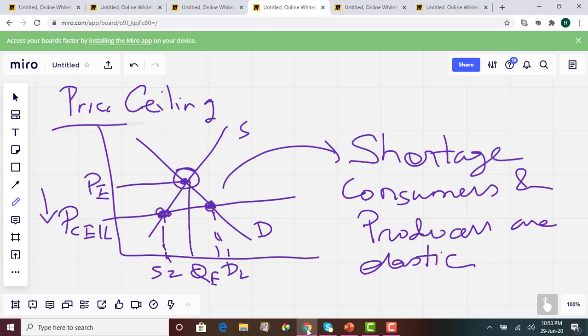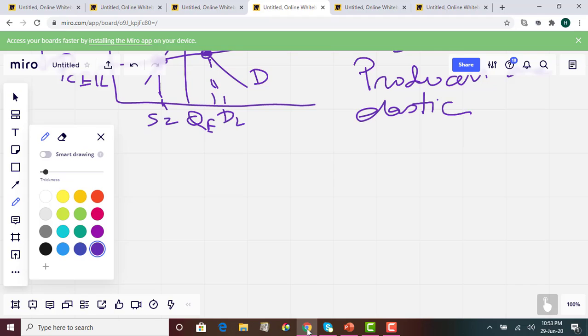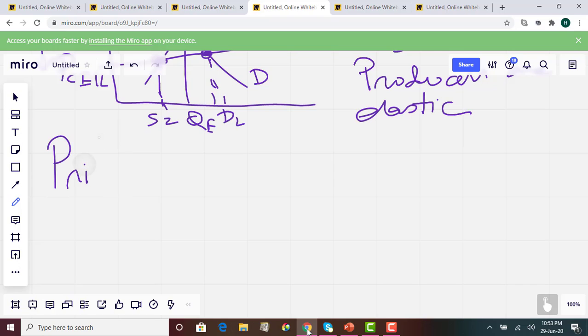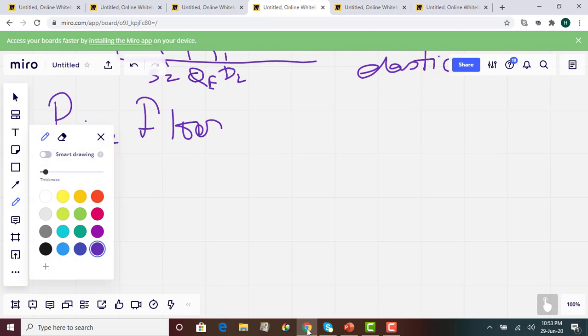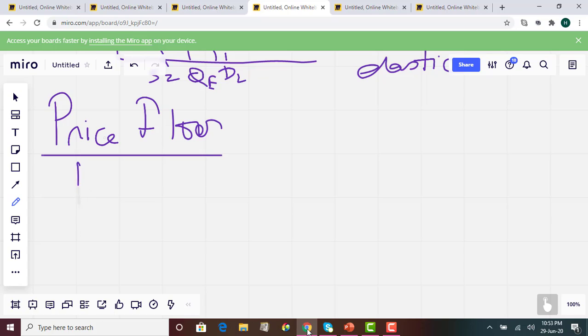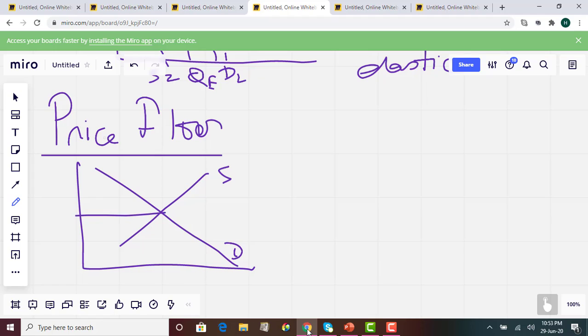So this is in the case of price ceiling. Now let's look at price floor. It's just the opposite. It's again a government pricing policy. Under this, again we have the demand curve, supply curve, and this is the equilibrium. But this time the government comes in and sets a price that is above the equilibrium price. Okay, but that's the minimum price that the producers can charge in the market.